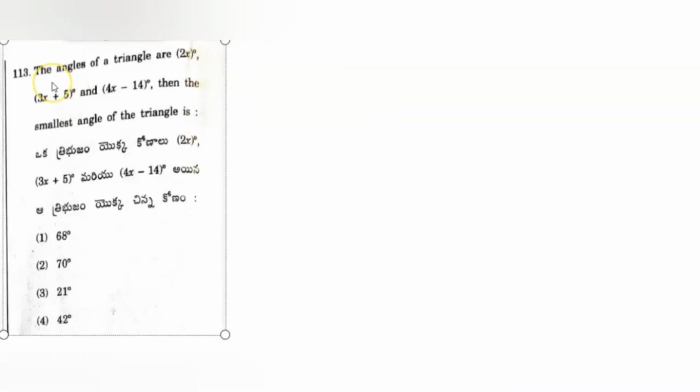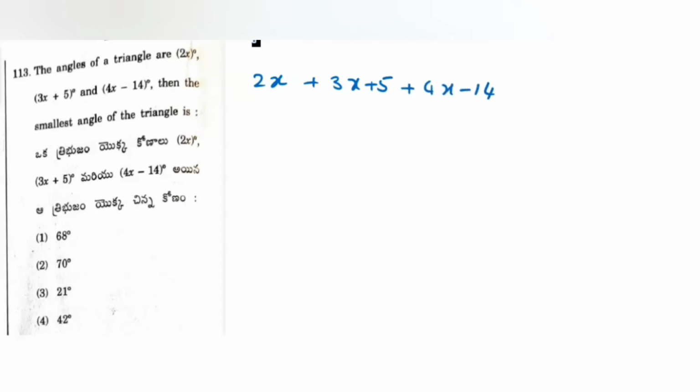Coming to the last question in this paper. The angles of a triangle are 2x degrees, 3x plus 5 degrees and 4x minus 14 degrees. Then the smallest angle of the triangle is. So you know that the sum of the three angles in any triangle is 180 degrees. So the sum of the three angles, 2x plus 3x plus 5 plus 4x minus 14, is equal to 180 degrees by angle sum property. Angle sum property of a triangle: sum of three angles is 180 degrees.